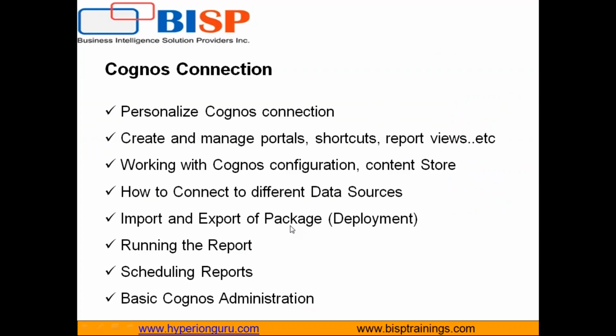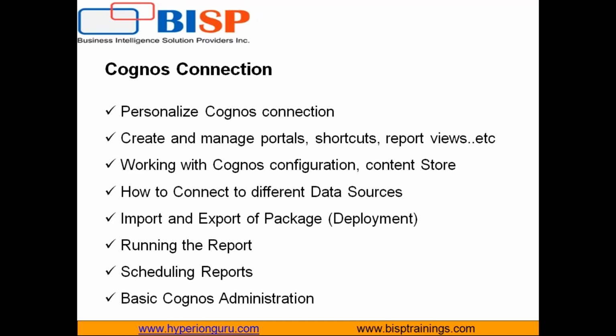So we will see how to personalize our Cognos connection, how to manage the portal, how to create a shortcut, how to create a view of an existing report, and how to create a customized page. The customer needs a different type of page, so how do we create those things? We will also see how to configure the configuration links of the content store and how to connect different data sources. There will be multiple databases, so how do we connect to different data sources?